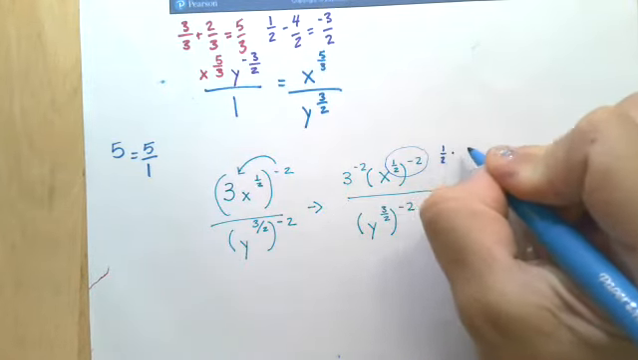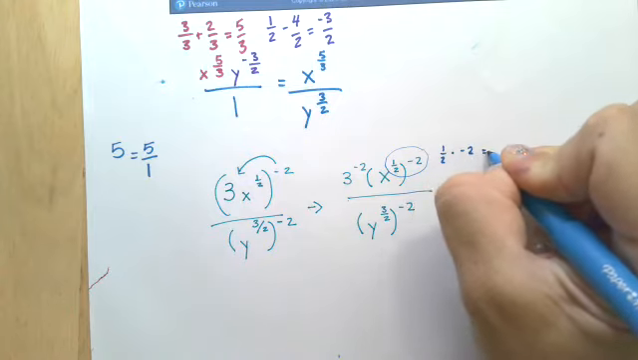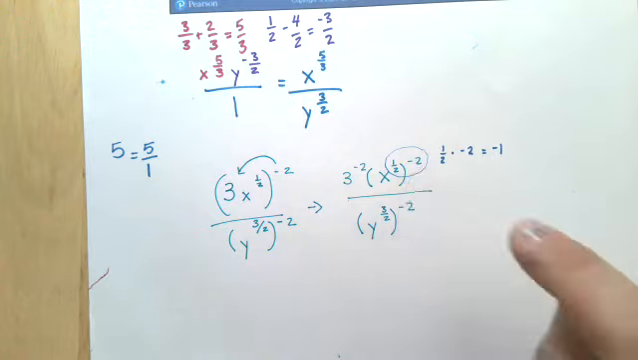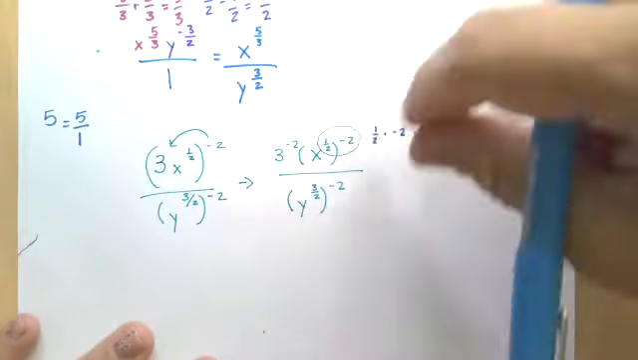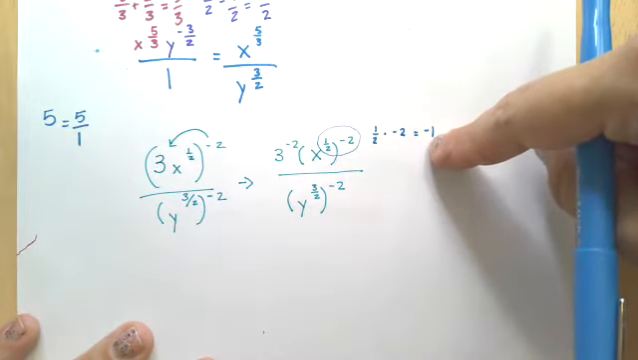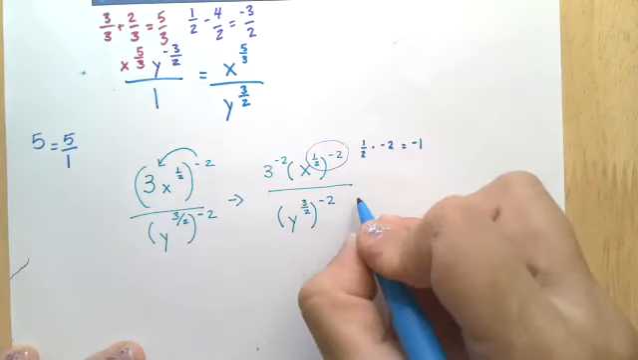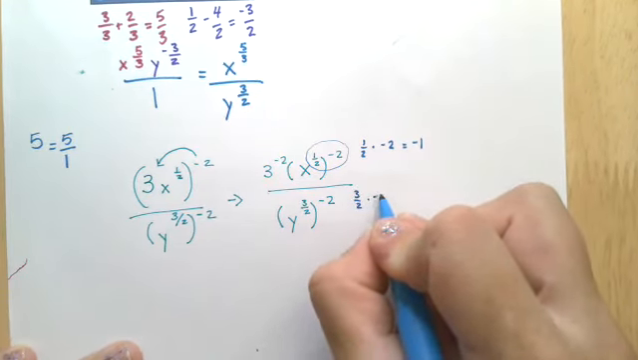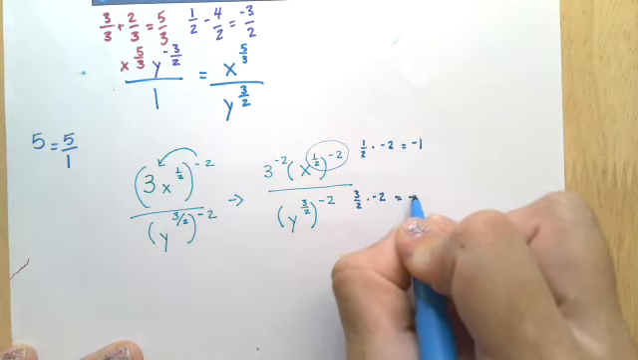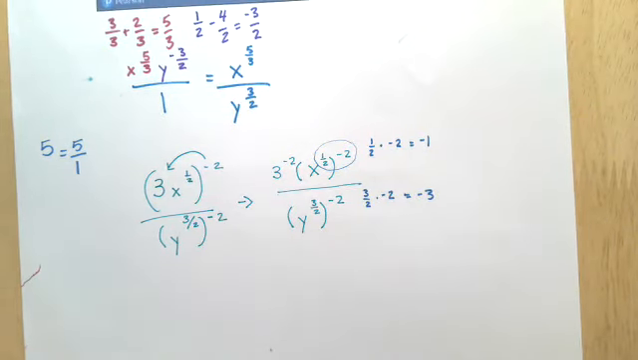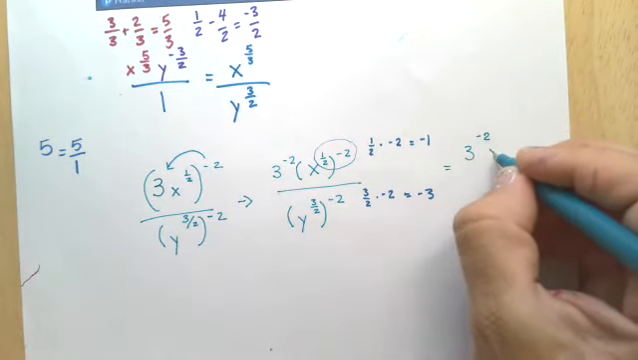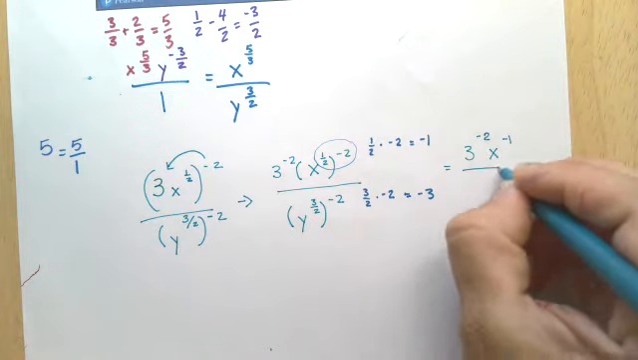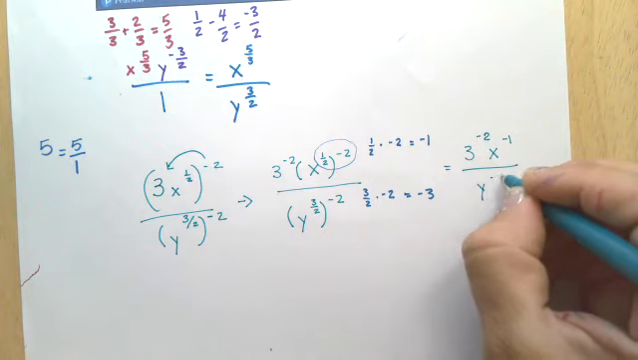-1/2 times -2 is -1. We're multiplying it because it's outside. Just like here, we multiplied -3 times 2/3, we got -2. 1/2 times -2 is -1. Here we have 3 halves times -2, we get -3. So 3 to the -2, x to the -1 over y to the -3.